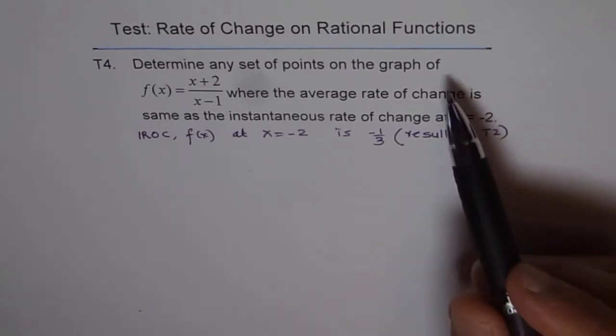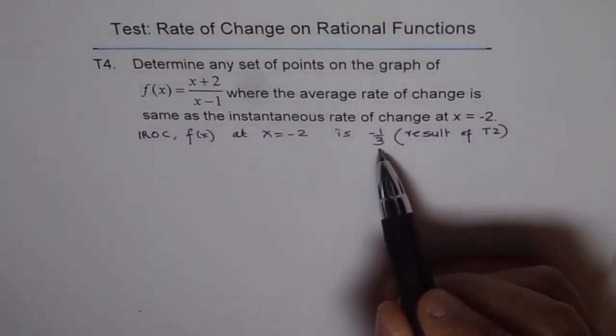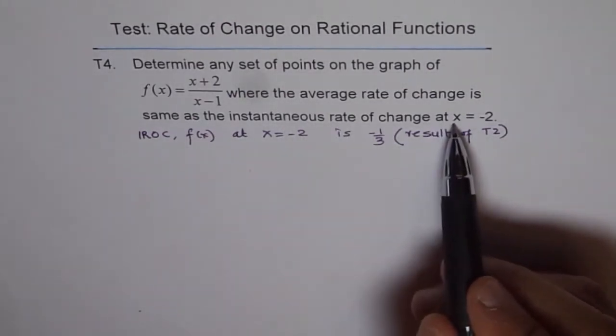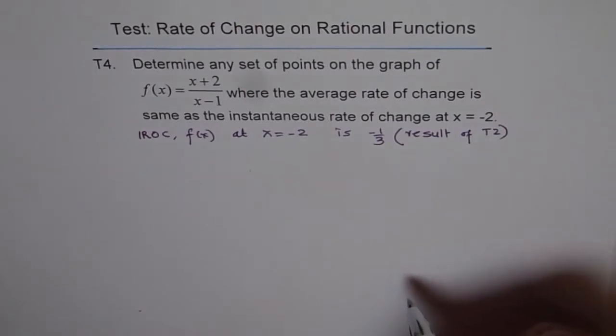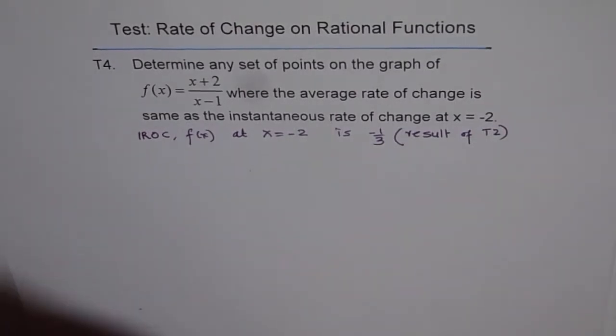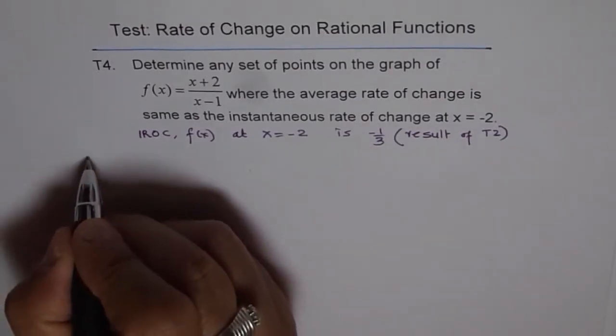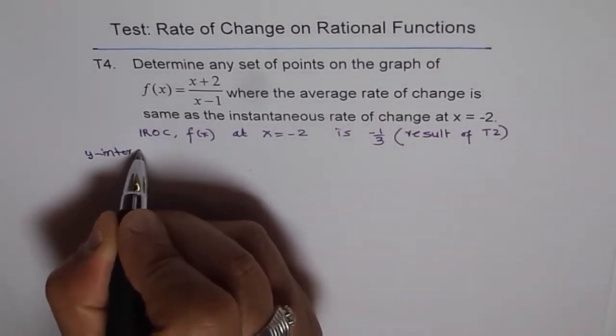Well, if you get this problem in the test, then you have to first find the instantaneous rate of change at x = -2 and then do what we are trying to do now. Remember that part. Now we have the option of selecting any point on our function. One of the best points to select always is the y-intercept. So let us take the y-intercept as the point of interest.